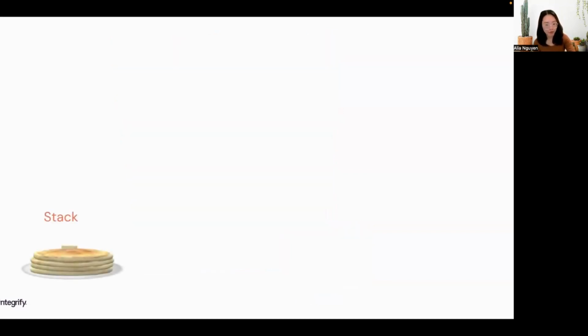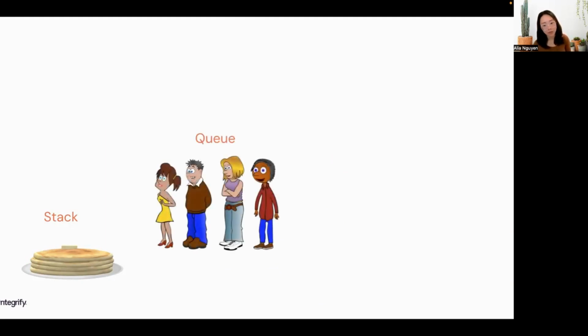Think of a stack of pancakes. The last pancake you put on the stack is the first one you will eat. So that's a stack in the data structures, the last in, first out system. Or consider a queue of people waiting for a bus. The person who arrives first boards first. That's a queue in computing, working on a first in, first out principle.